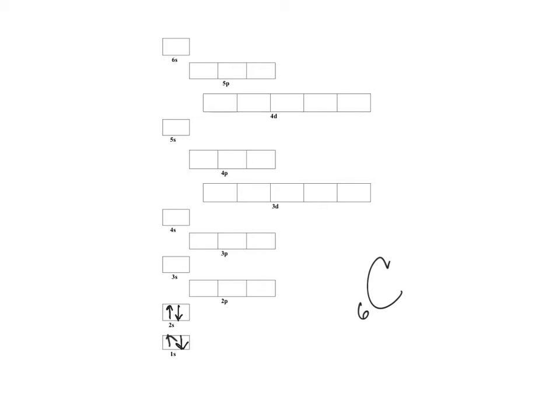Now 2p is very spacious. It's got 3 boxes in it. And we've got 2 more electrons to place. So we'll put 1 there in the first box. But according to Hund's rule, this is a new one, the electrons are going to spread out in those boxes before they pair up.